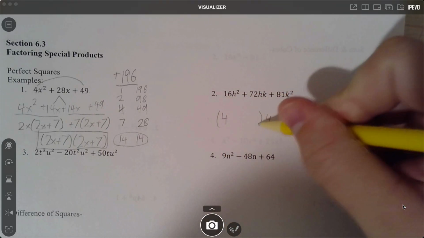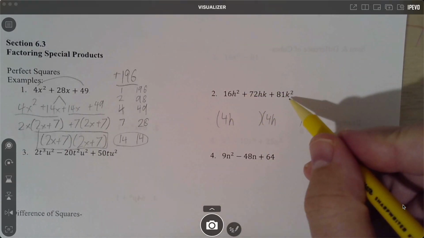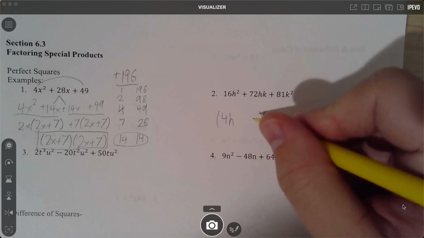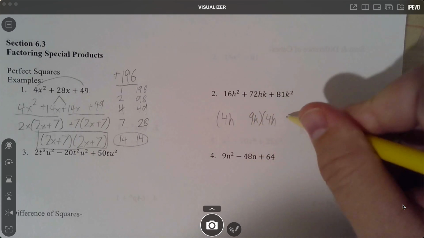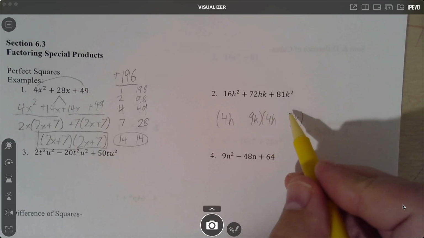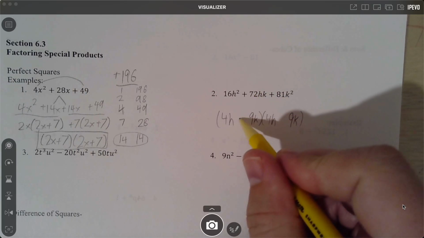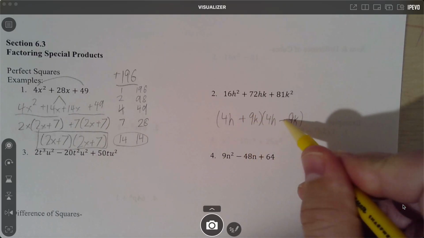And since it was h squared, I'll also use h and h. 81k squared also is a perfect square. It comes from 9 and k. And so now I'm going to assume that because I need to multiply to a positive and add to make a positive, then the sign in between is also positive.